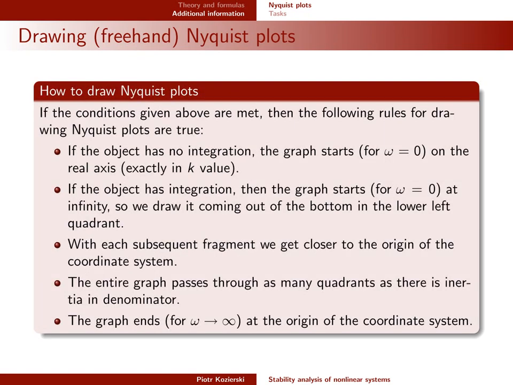If the object doesn't have integration, we start drawing from a positive value on the real axis. And if it has integration, the graph should start at the bottom in the lower left quadrant of the system. The entire graph passes through as many quadrants as the inertia number in the denominator, and must end at the origin of the coordinate system.